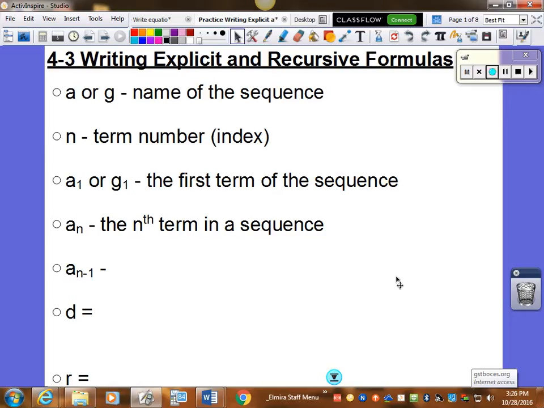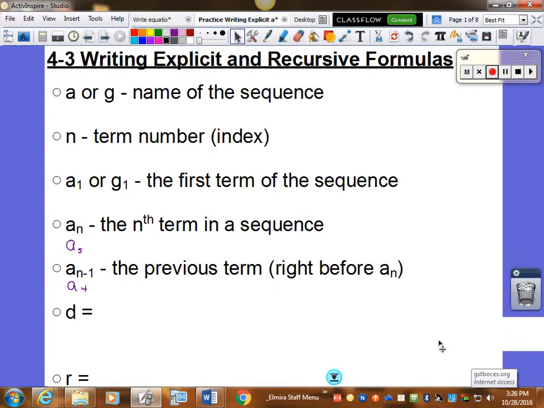A sub N minus 1, okay, if I was talking about A sub 5, the 5th term, 5 take away 1 would be A sub 4. Guys, all it means is the previous term, the term before. So A sub N minus 1 means the previous term or the term right before A sub N.